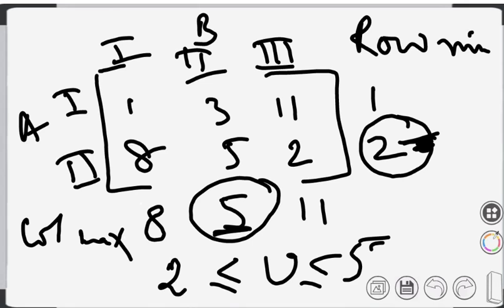Please ask. So just row minimum and column maximum, then maximum of row minimum and minimum of column maximum. If they coincide, then there is a saddle point. If they do not coincide, then the game is played with mixed strategy. Okay, so the decision is done that the game is played with mixed strategy.